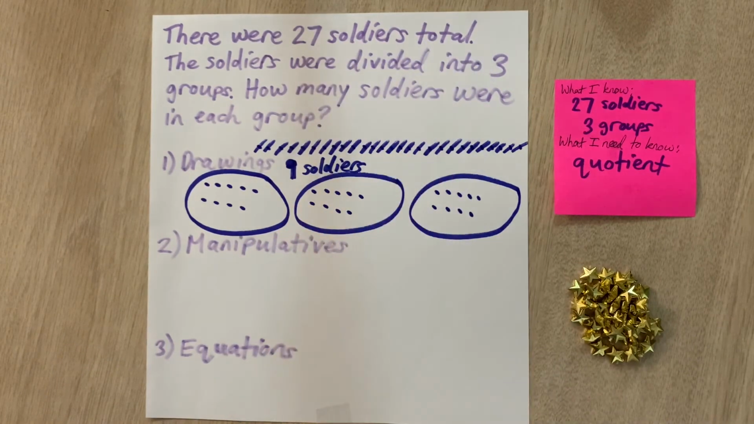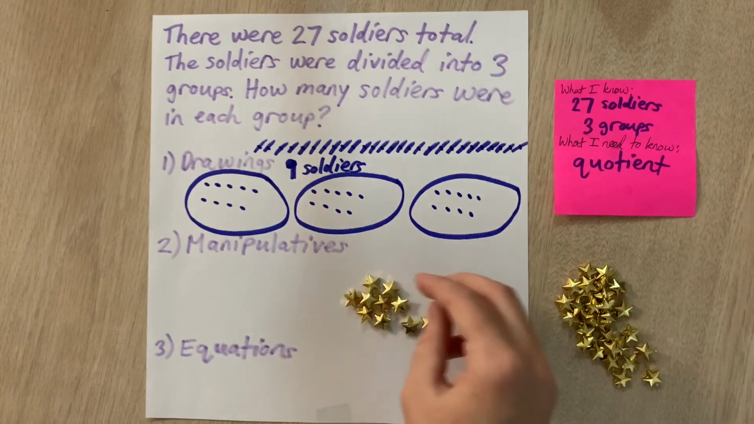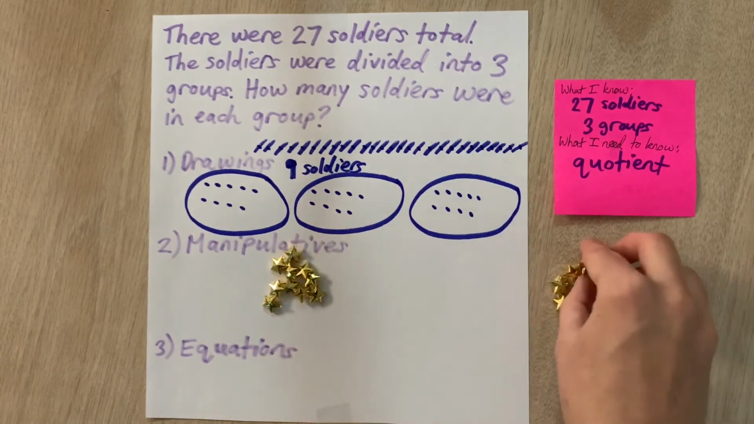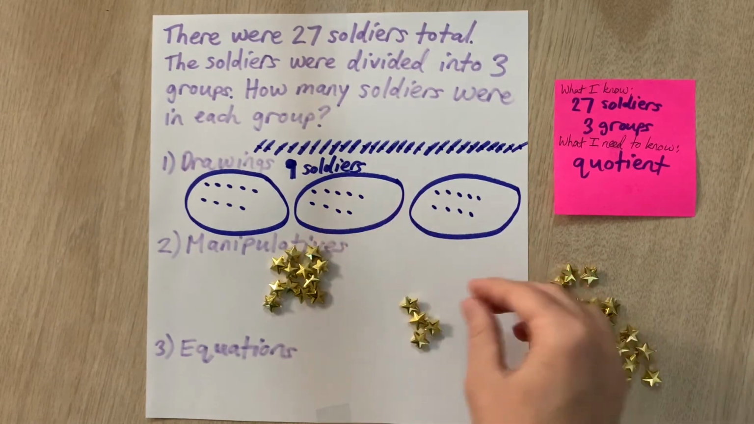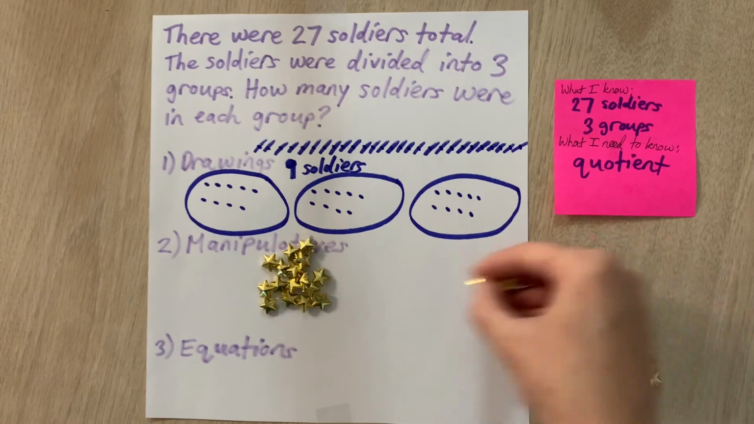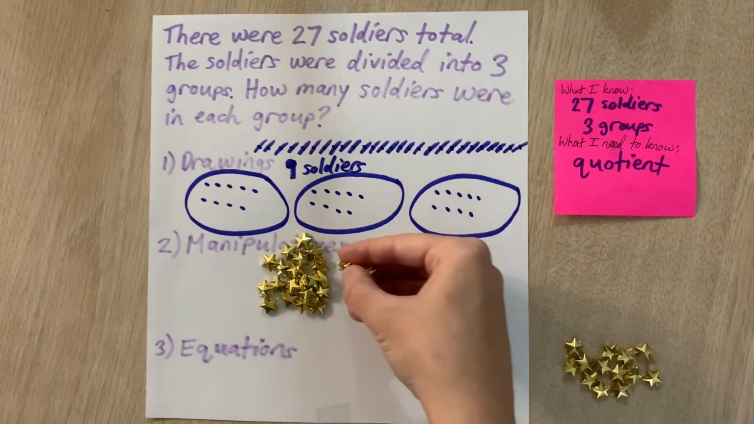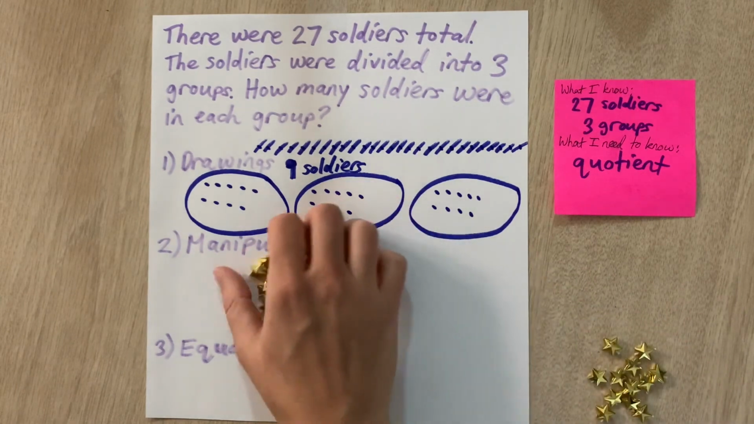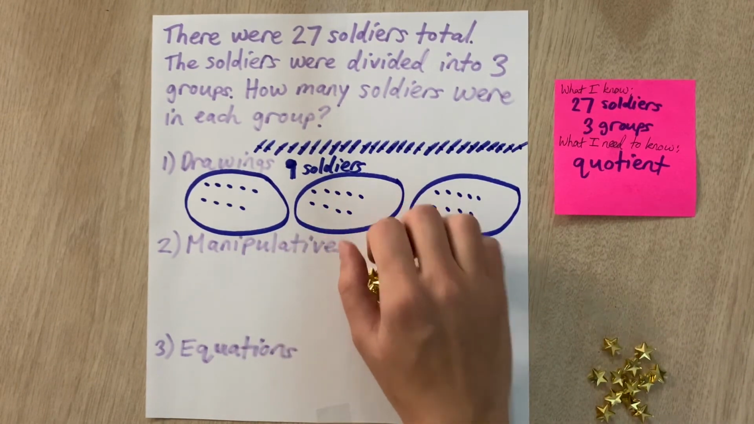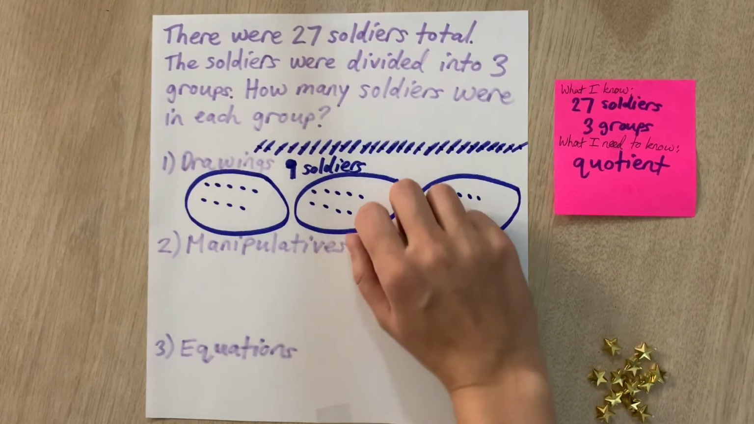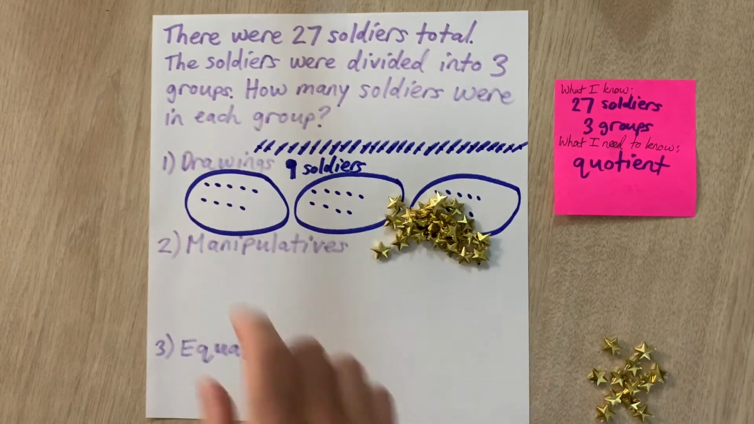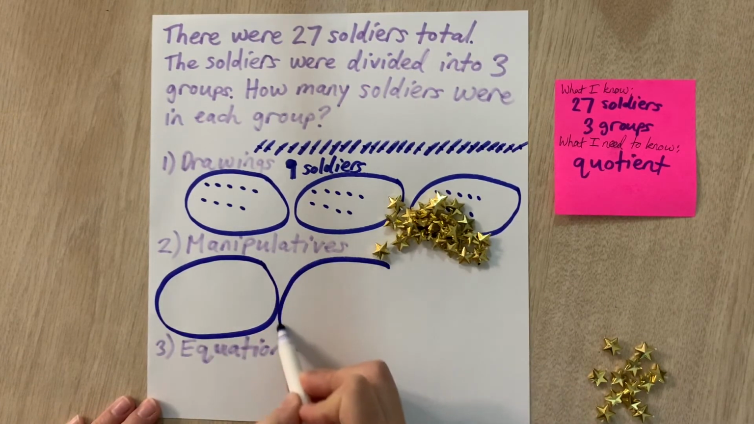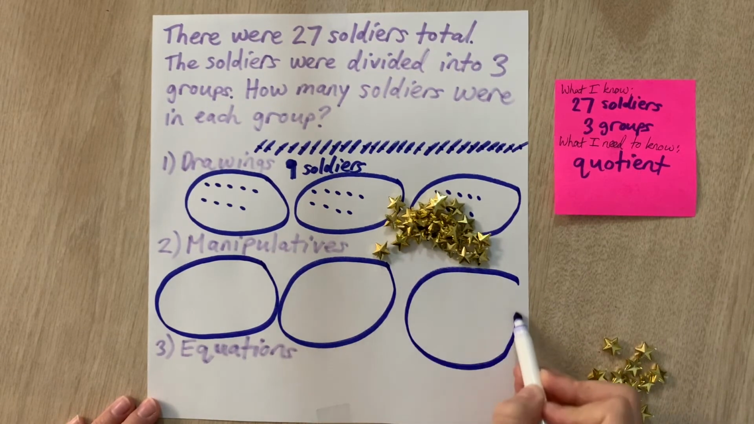So since there's 27 soldiers total, we need 27 of our beans, beads, stars, whatever we have. So let's count those out. 1, 2, 3, 4, 5, 6, 7, 8, 9, 10. And you can be getting 27 of your manipulative as well. 11, 12, 13, 14, 15, 16, 17, 18, 19, 20, 21, 22, 23, 24, 25, 26, 27. All right, so here I have 27 gold stars, and you can have 27 beans or beads or whatever you have. And it says that the soldiers were divided into 3 groups. So just like last time with our drawings, we're going to make 3 big circles. These represent the 3 groups that the soldiers were divided into.